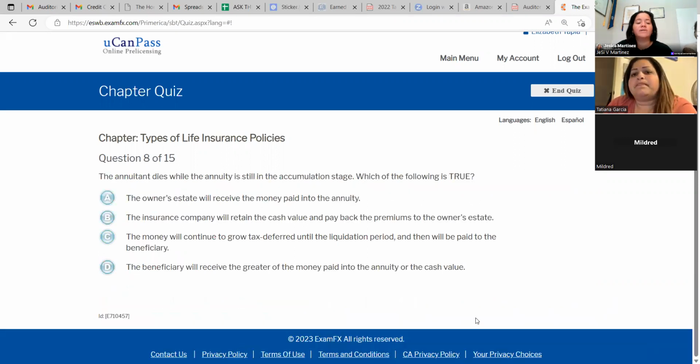Question 8. The annuitant dies while the annuity is still in the accumulation stage. Which one of the following is true? So we're looking for that one right answer. The owner's estate will receive the money paid into the annuity. The insurance company will retain the cash value and pay back the premiums to the owner's estate. The money will continue to grow tax deferred until the liquidation period and then will be paid to the beneficiary. Or the beneficiary will receive the greater of the money paid into the annuity or the cash value.